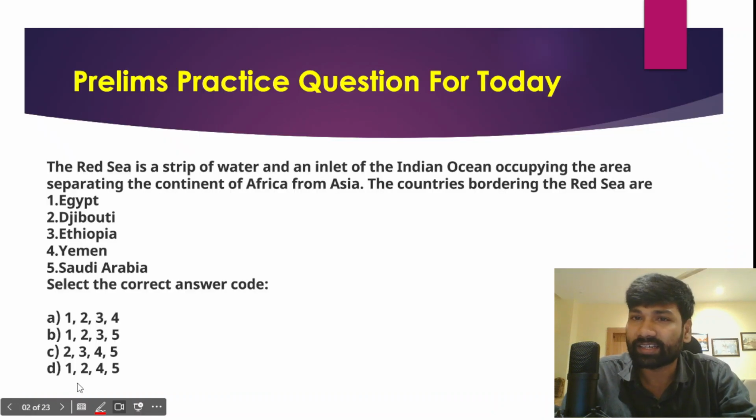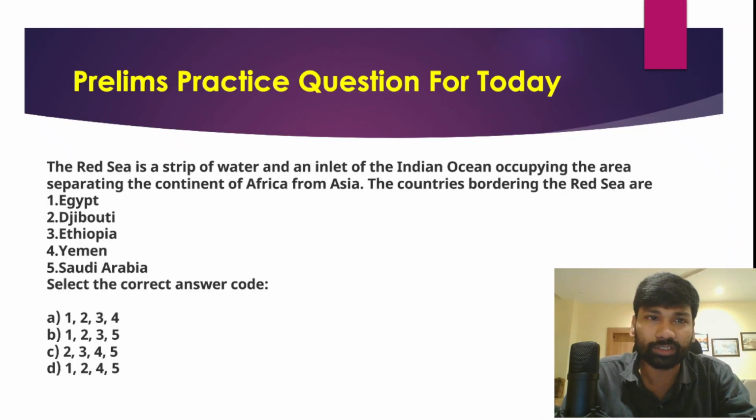You all know that yesterday I gave one geography based practice question. The question is with respect to the Red Sea and its bordering countries, right? The Red Sea is located in the Middle East or West Asia. It is a strip of water and an inlet of the Indian Ocean. In fact, the Red Sea occupies the area separating the continent of Africa from the continent of Asia.